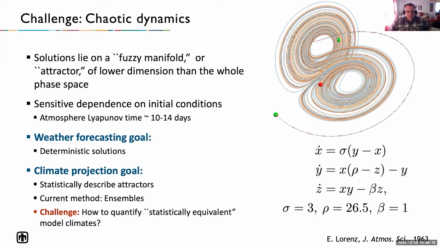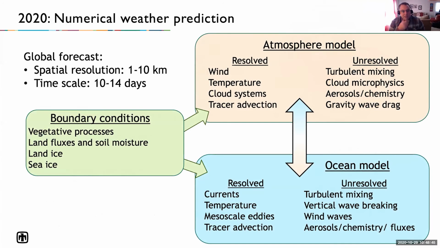So we need to figure out a way to quantify how different climate model solutions are the same in some statistical sense of climatology. And that's a really difficult research problem that a lot of people are working on, that unfortunately I won't have much time to talk about today. But if there are some young people in the audience that have some good ideas, we'd really like to encourage them in that area. So let's look at where we are now.